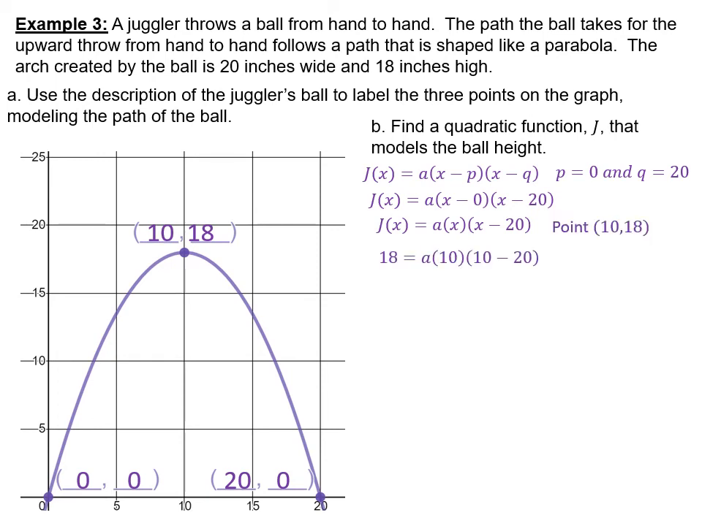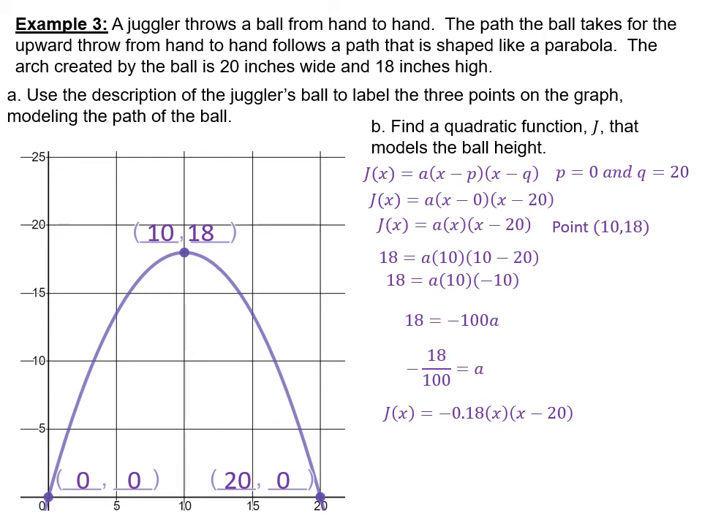So, and then start simplifying. 10 minus 20 is negative 10, so we get 18 equals a times 10 times negative 10, so that's negative 100a. Divide both sides by negative 100, and we get a is negative 18 over 100. Now we just go back up to that line, j of x equals a times x times x minus 20, and plug in the negative 0.18. We've got our equation.